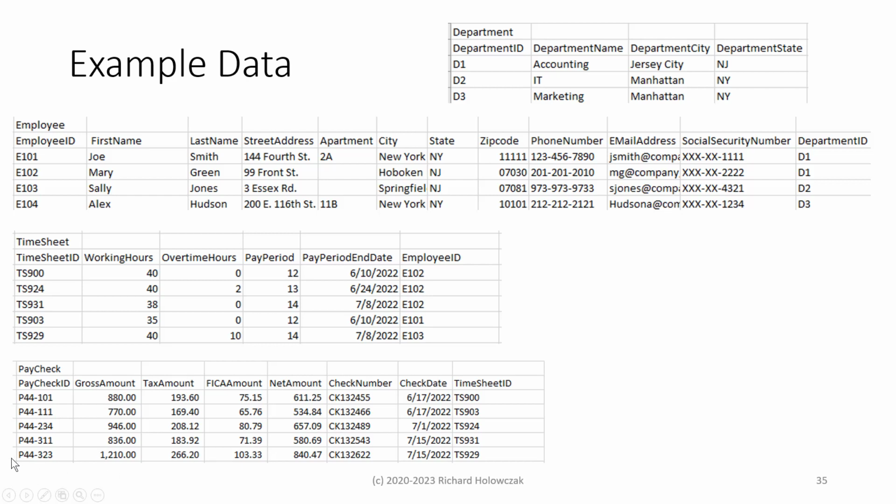If you'd like to know who submitted or who received paycheck 44-323, we follow back to the timesheet, timesheet 929. We see that that was employee 103. We go back to the employee relation and we see that that was submitted by Sally. That's all we need, is one way to connect each of our relations together.